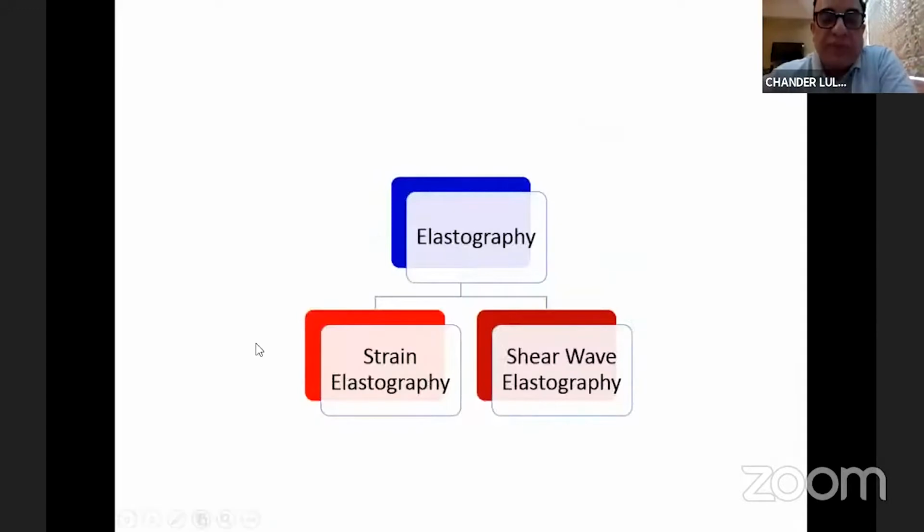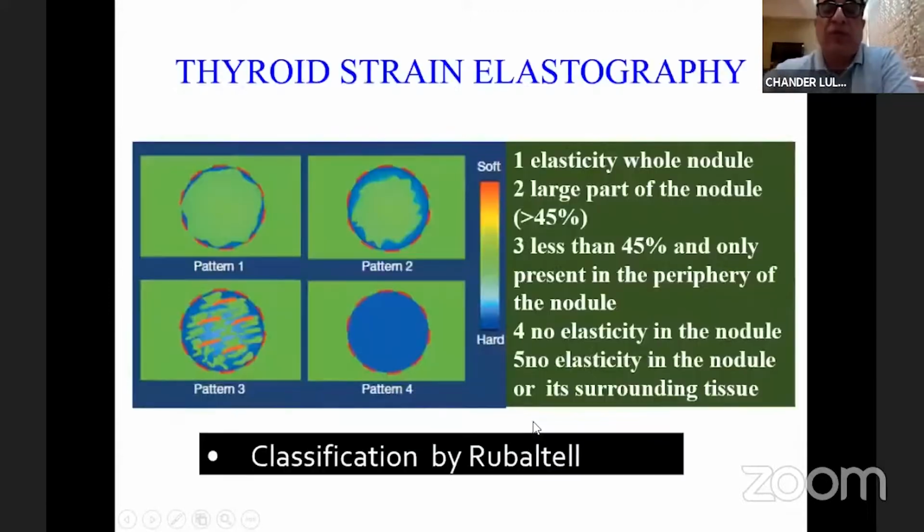And we have two types: strain elastography and shear wave elastography. In strain elastography, we compress or use respiratory activity to create a strain map. And in shear wave, we pass in a pulse which measures the shear wave that is transmitted. Depending on the speed of the shear wave, a harder nodule will have higher speed and a softer nodule will have lower speed. When we talk of speed, we measure it in meters per second. Anything more than 3 to 4 meters per second is hard and suspect for neoplasia.